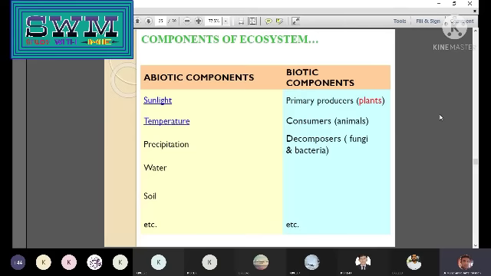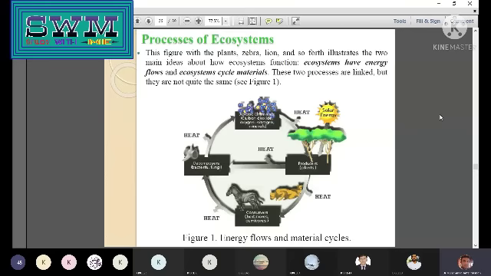Abiotic components: what are the components of an ecosystem? Abiotic means sunlight, temperature, precipitation, water, soil, etc. And biotic components are the primary producers, plants, consumers, animals, and decomposers, fungi and bacteria, etc. So biotic means the life. Abiotic means there is no life: the sunlight, temperature, precipitation, water, soil.